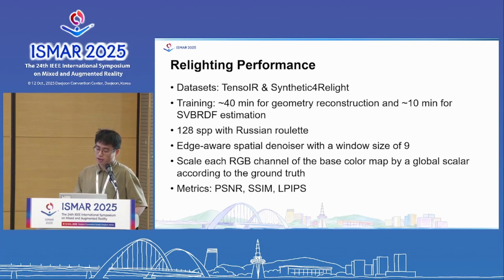To mitigate the inherent ambiguity between the estimated albedo and the lighting, we scale each RGB channel of the base color map by a global scaler according to the ground truth. We report PSNR, SSIM and LPIPS metrics and compare them to the inverse rendering baselines based on radiance fields.